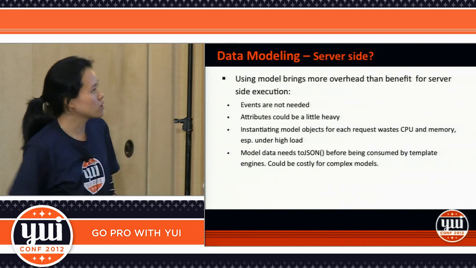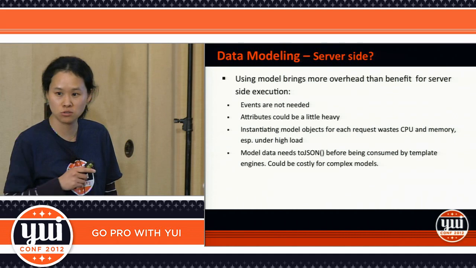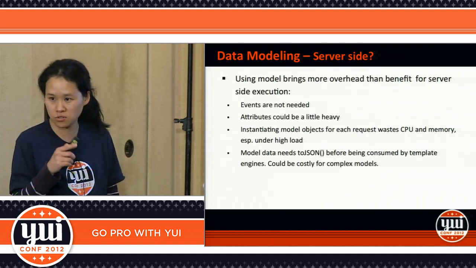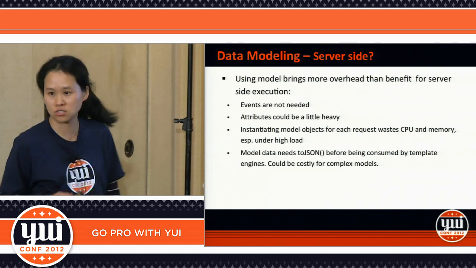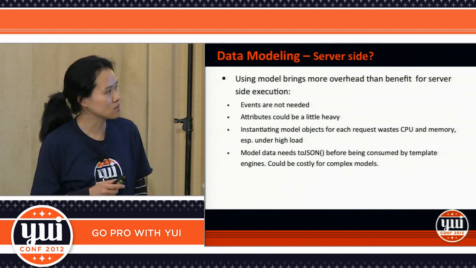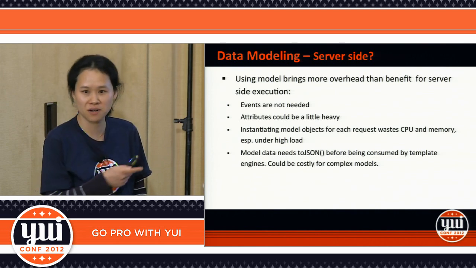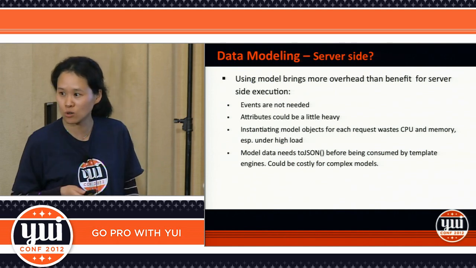And also the model store: when you feed the model store data into most template engines, it will require you to call toJSON first to convert to a JSON object. And that could cost you time. What we have seen during our development was that, depending on how complex the model is, it could go from 1 millisecond to 100 milliseconds or even more.